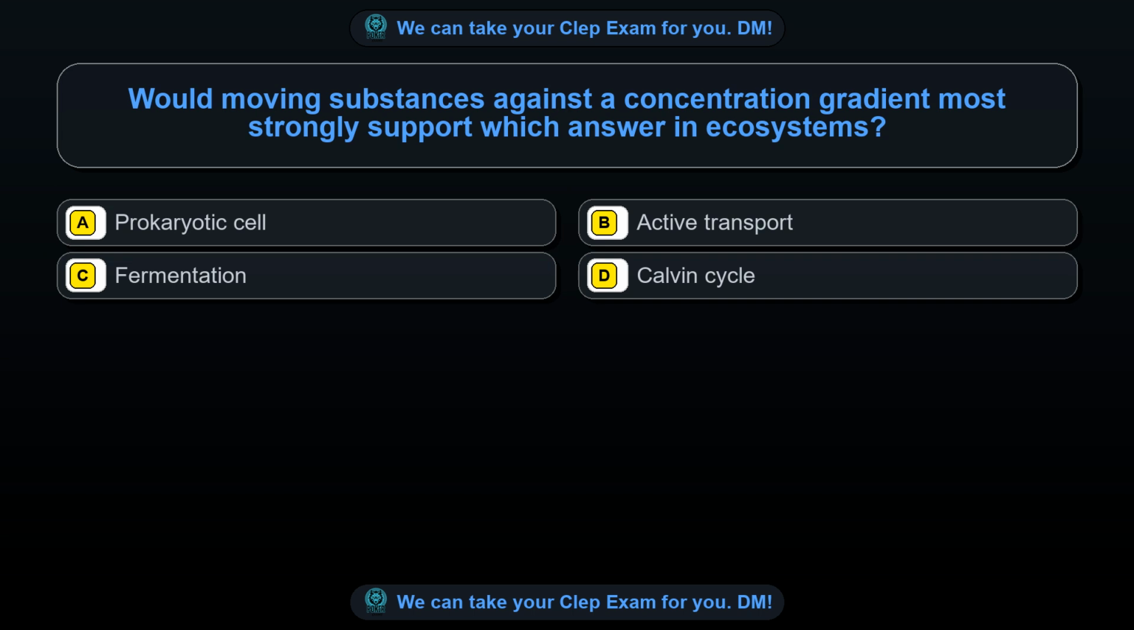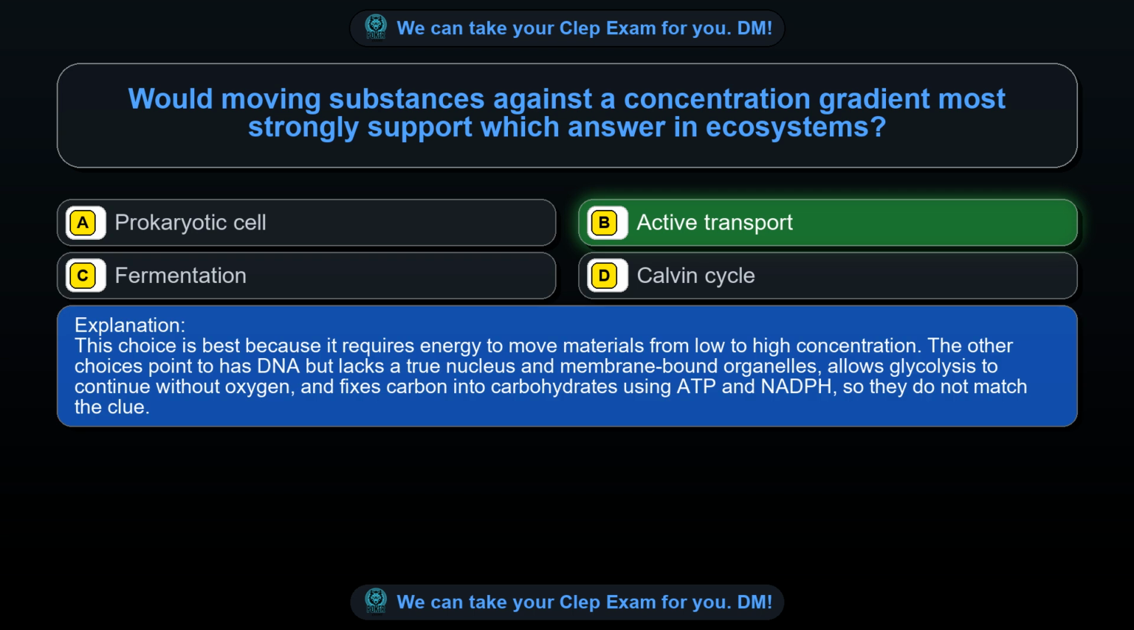Question 85. Would moving substances against a concentration gradient most strongly support which answer in ecosystems? Option A, prokaryotic cell. Option B, active transport. Option C, fermentation. Option D, Calvin cycle. The correct answer is option B, active transport. This choice is best because it requires energy to move materials from low to high concentration. The other choices point to a cell that has DNA but lacks a true nucleus and membrane-bound organelles, a process that allows glycolysis to continue without oxygen, and a cycle that fixes carbon into carbohydrates using ADP and NAD, so they do not match the clue.